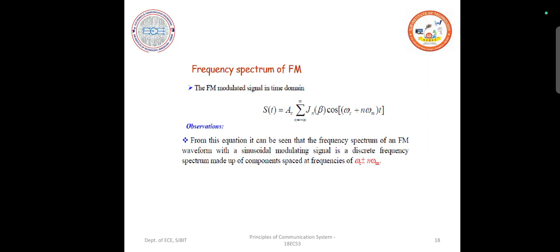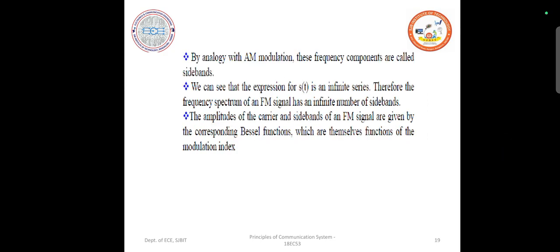Now we can see the discrete spectrum components spaced at omega c plus or minus n omega m. So by analogy with AM, these frequency components are basically the sidebands, isn't it? Because there we had only two sidebands, now we have an infinite number of sidebands, which would only mean that the bandwidth in the case of frequency modulation can go up to infinity, theoretically speaking.